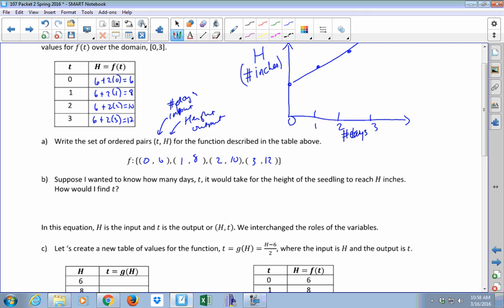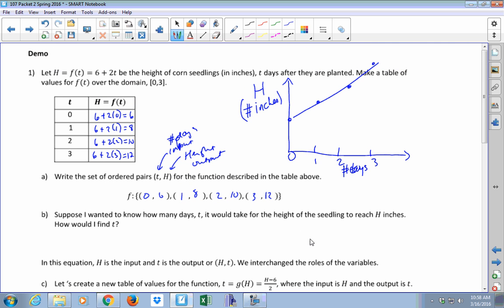Okay, suppose I wanted to know, right now, when I look at this particular equation, when I say the equation is solved for h, that means if you give me a day, I'll tell you how tall the corn seedling is, okay? You give me a time, I plug it in, and out comes h. What if I want to find how long it takes if my input now is the height of the seedling? What would I do? How would I find that?